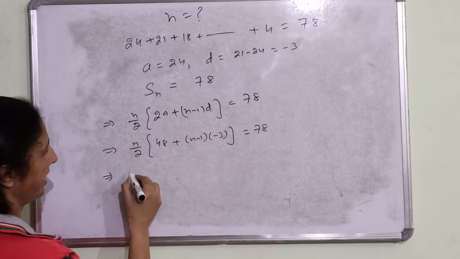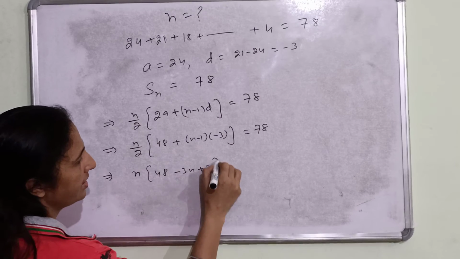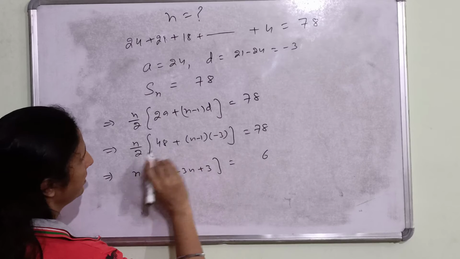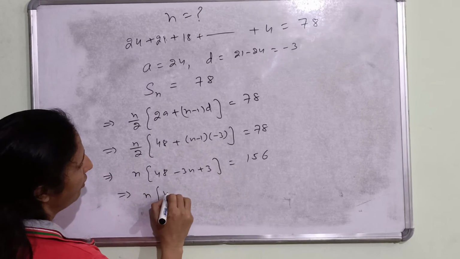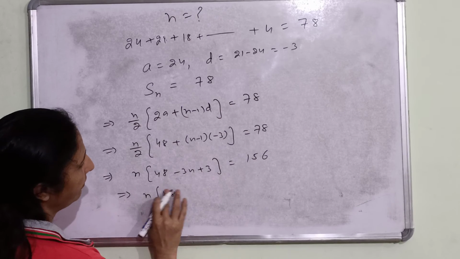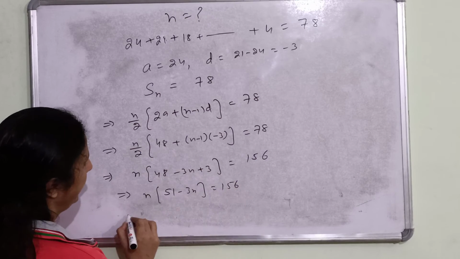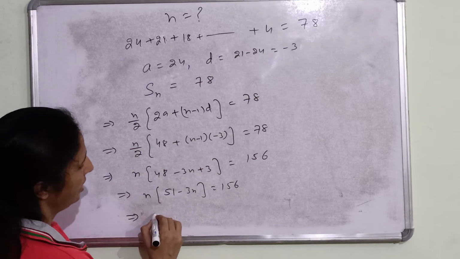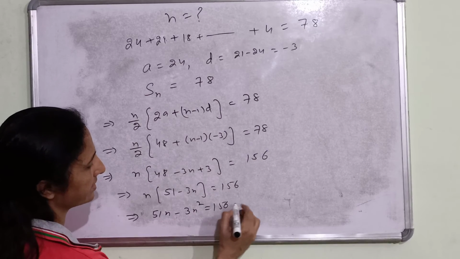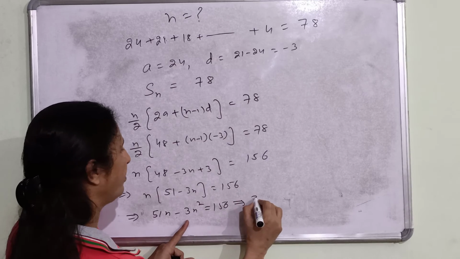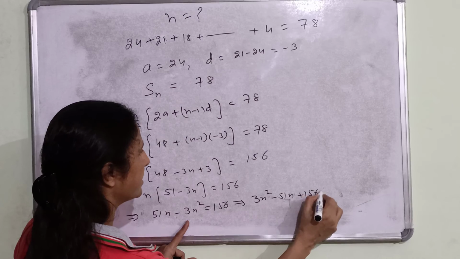The 2 can go to that side. So n times (48 minus 3n plus 3) is equal to 156. Right? So what is it? 48 plus 3 is 51, minus 3n, is equal to 156. It could be a quadratic equation, right? So it is 51n minus 3n square is equal to 156. So we can write it as 3n square minus 51n plus 156 is equal to 0.